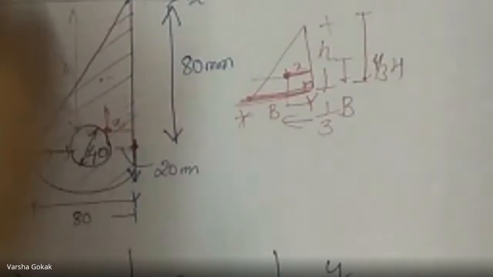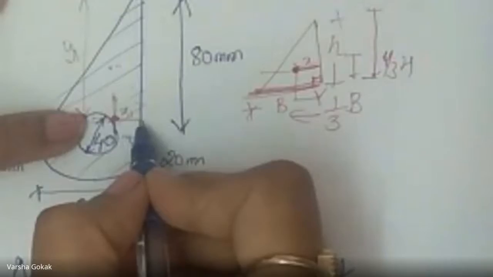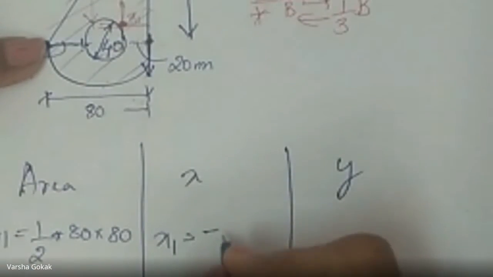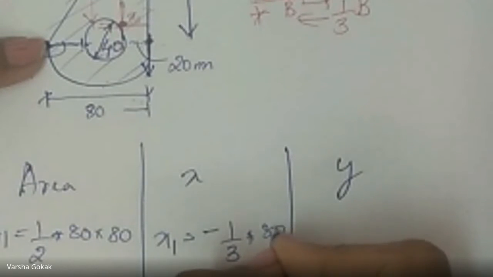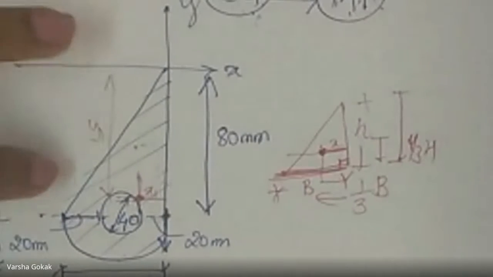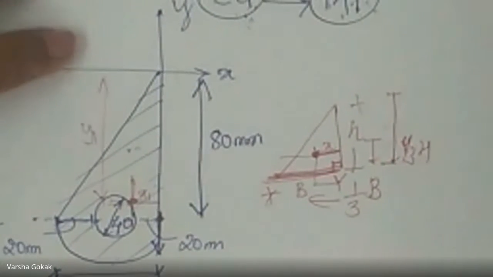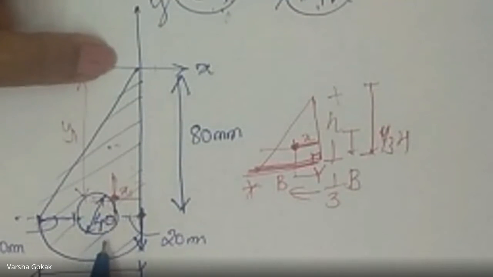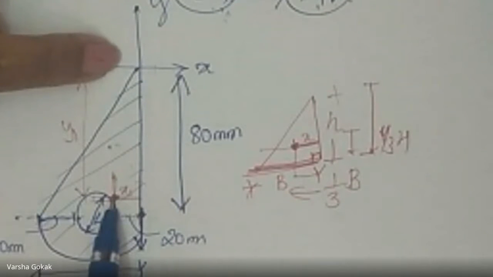Correct? So first let us substitute for x1, then we'll go to y. So now x is going to be 1/3 of this base. Base is 80. So minus 1/3 of 80. Correct? What about y1? Now look for y1. In the figure, y1 is from the reference x-axis up to this point. I know that for the triangle, this is 1/3 of height. Matlab, remaining distance is my y. How do I get that?